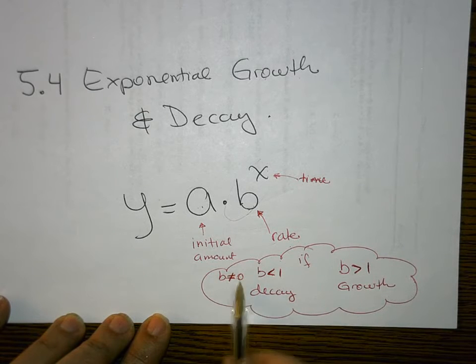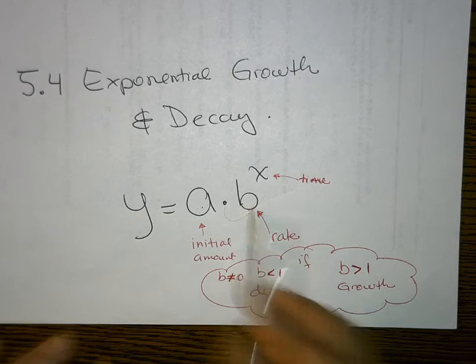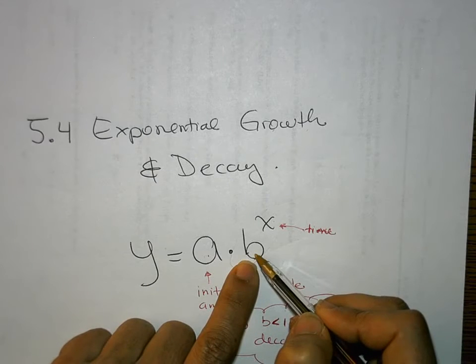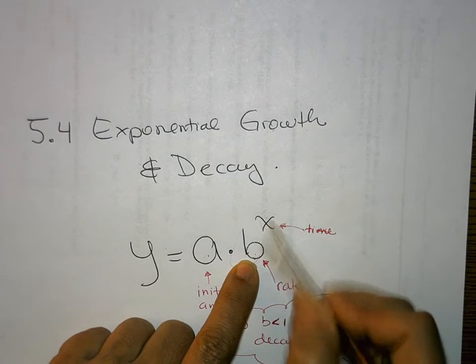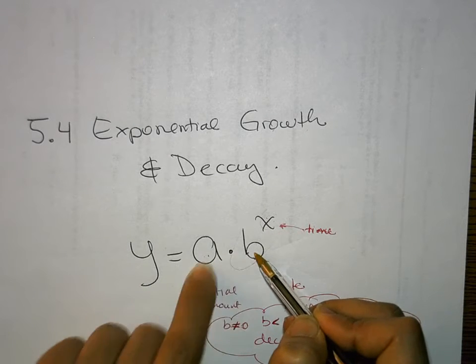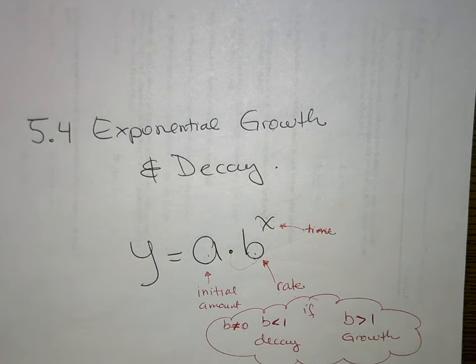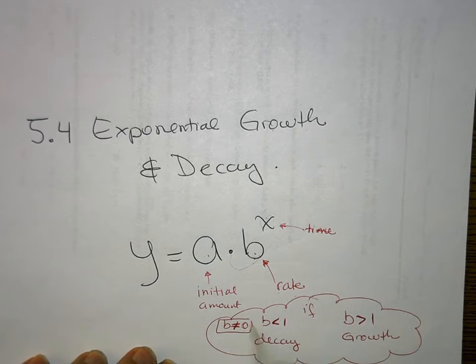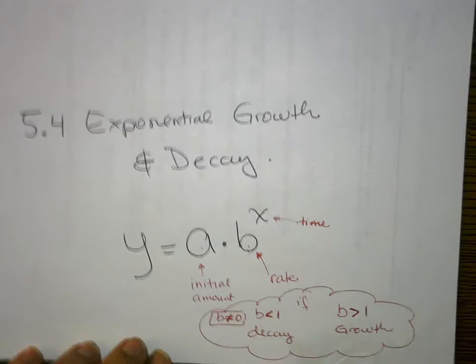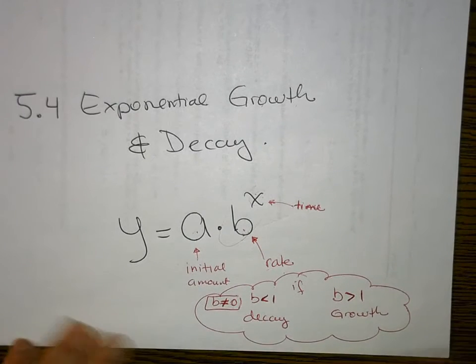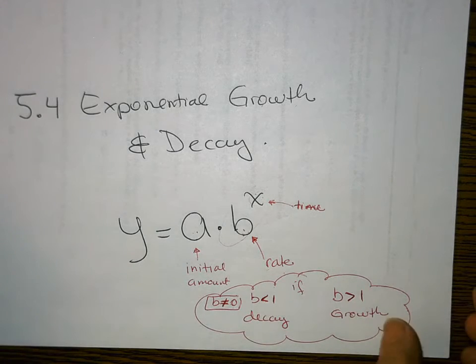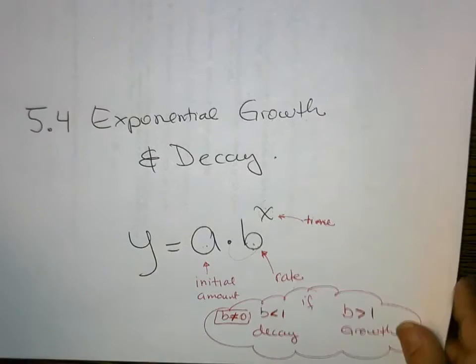It does not make sense for b to be 0, and I'll explain why. If b is 0, 0 to any power is going to be 0, and then when you multiply by this initial amount, you're going to have 0. So this whole thing is going to become 0 if b is 0. So b is going to be a value between 0 and 1, not including 0, or greater than 1. All right. Now let's see some examples to try to make sense of it.